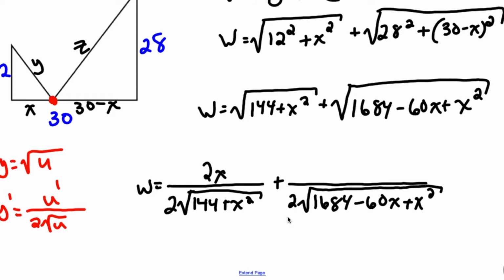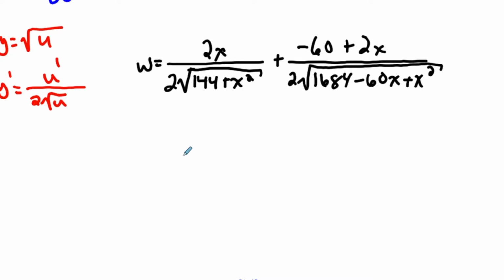all under the square root. And the derivative up top: the derivative of 1684 is 0, the derivative of negative 60x is just negative 60, and the derivative of x squared is 2x. So now we need to set this equal to 0. A very, very common mistake is people will just say, well, 2x plus negative 60 plus 2x equals 0, because in order for this to be equal to 0, it's just the numerators that are 0. Which is correct if this is all in one fraction, but it's not. We have a plus sign here. So we have a little bit more work to do.